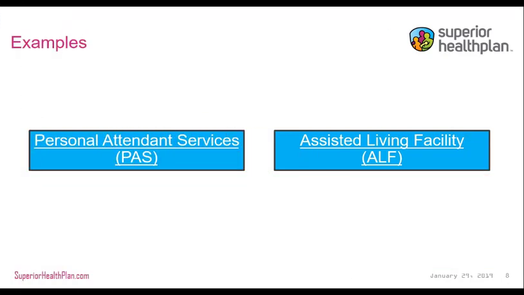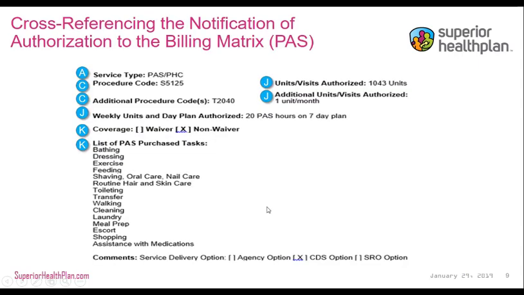Next, we'll take a look at two specific examples of crosswalking the notification of authorization form to the billing matrix. We'll start with personal attendant services. On this notification of authorization, you'll note the service type is PAUS or PHC. The procedure code is indicated on the auth form, as well as the units and visits authorized.